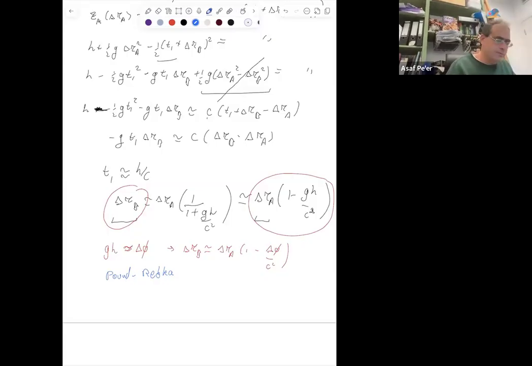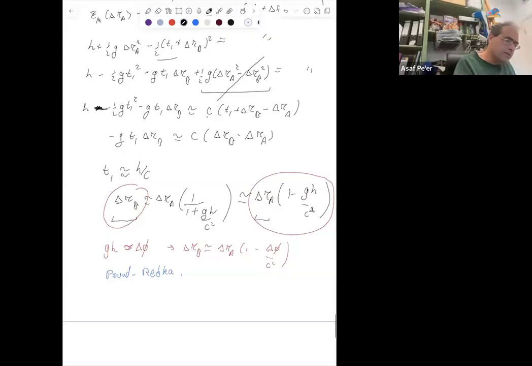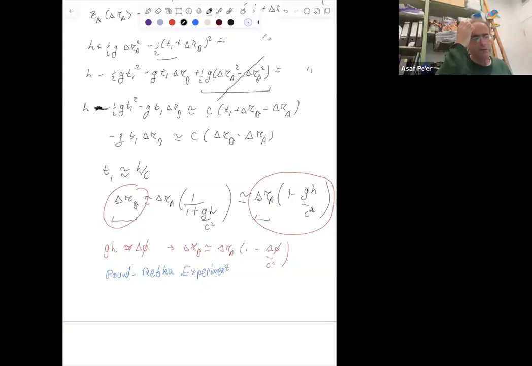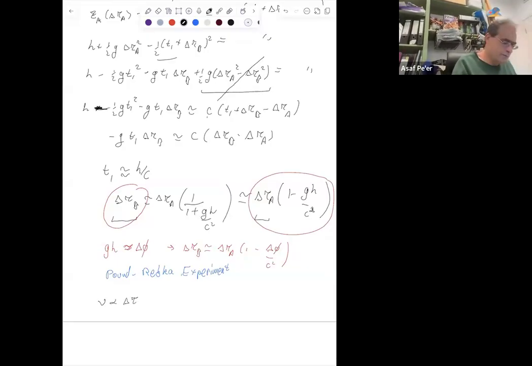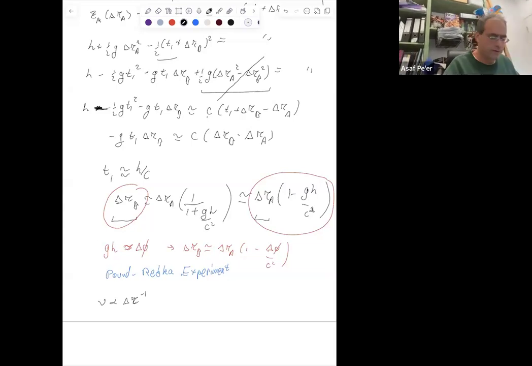Now, similarly, just let me finish that, and I'll take questions. If we look at the frequency, this is the Pound-Rebka experiment. This is one of the first experimental tests of general relativity. Now, since the frequency nu of light goes as delta tau to the minus 1, you can think of it as the time between two crests of light.